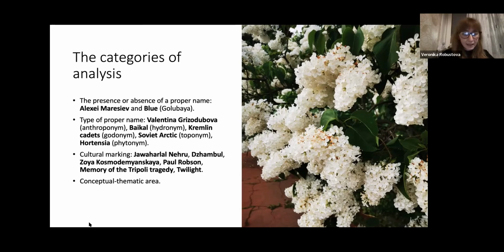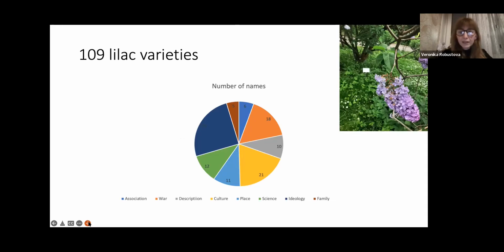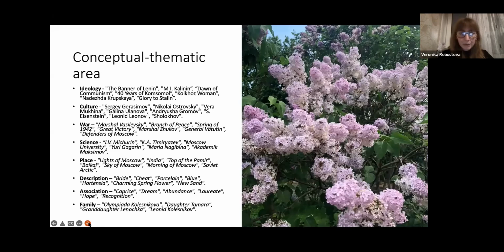And then what I also studied are the thematic spheres from which the names come. And here we can find family, ideology, science, place, culture, description, war, and association. These are the different names, and here are the examples. The largest number comes from the sphere of ideology, and here we have examples.